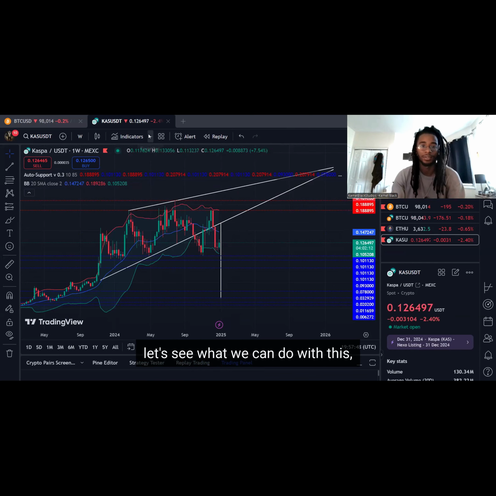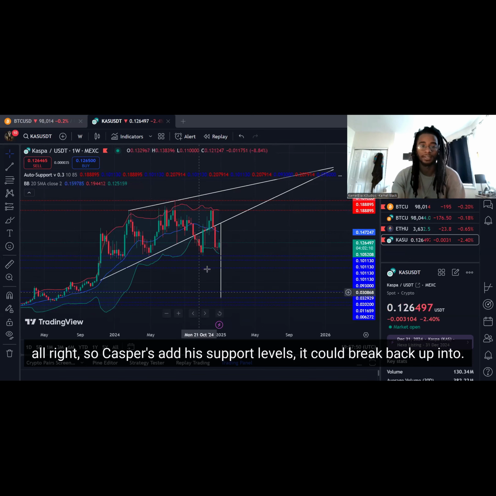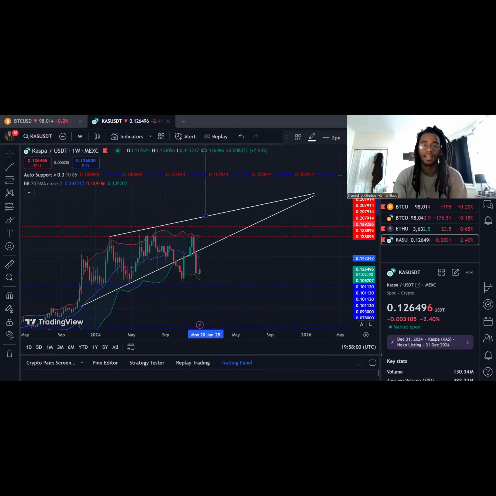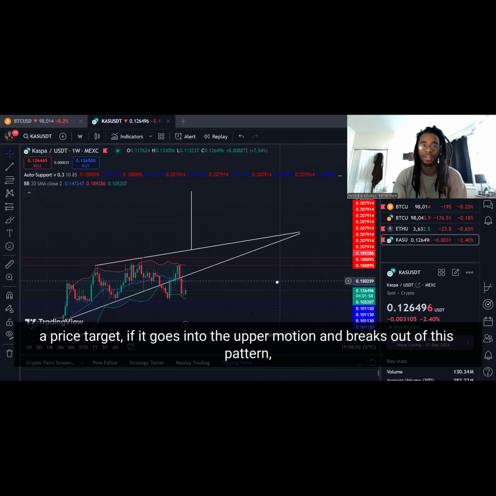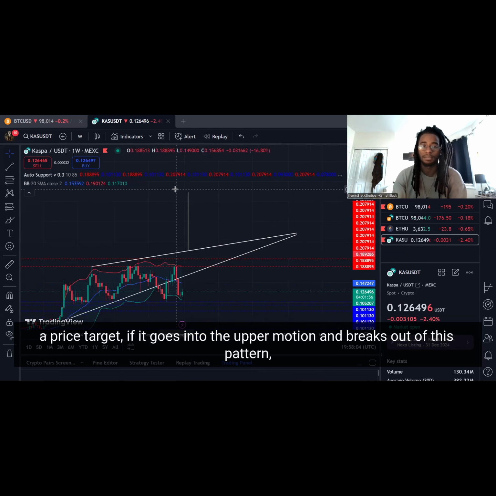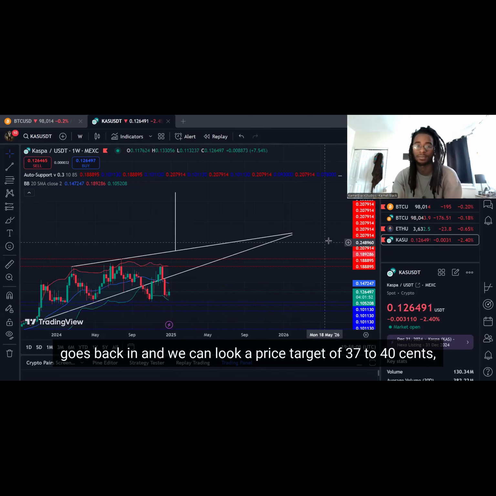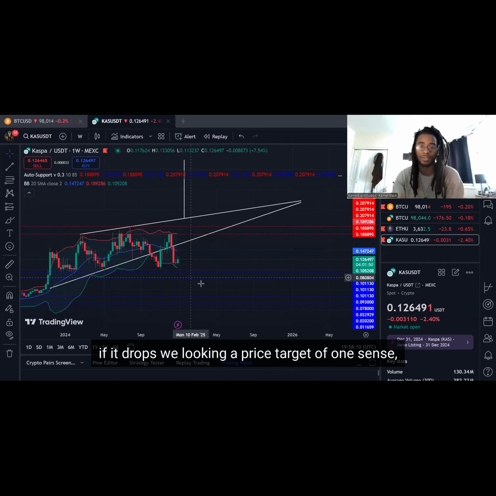Let's see what we can do with this. All right, so Kaspa's at its support levels. It could break back up into this pattern. Honestly, if Kaspa were to break out up as well, we're also looking at a price target. If it goes into the upper motion and breaks out of this pattern, goes back in, we can look at a price target of 37 to 40 cents. If it drops, we're looking at a price target of 1 cent.